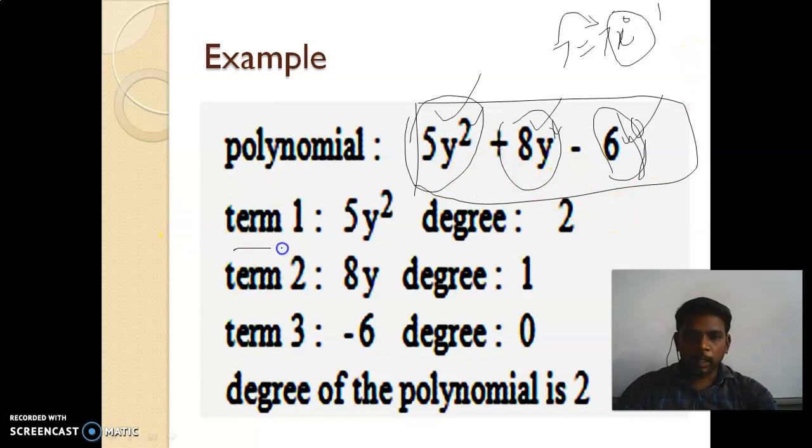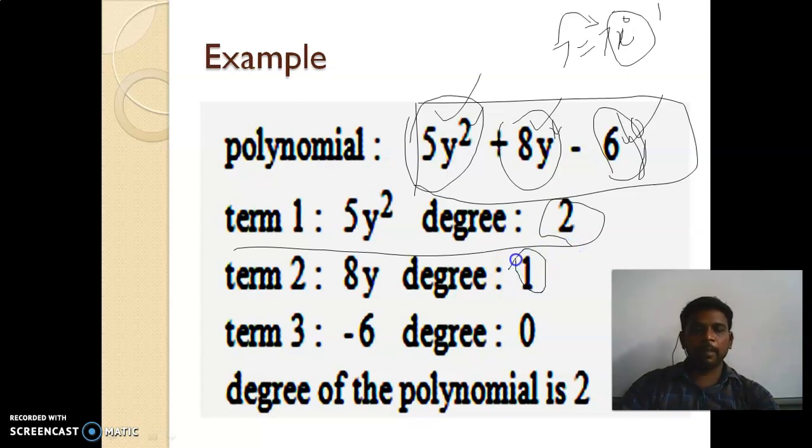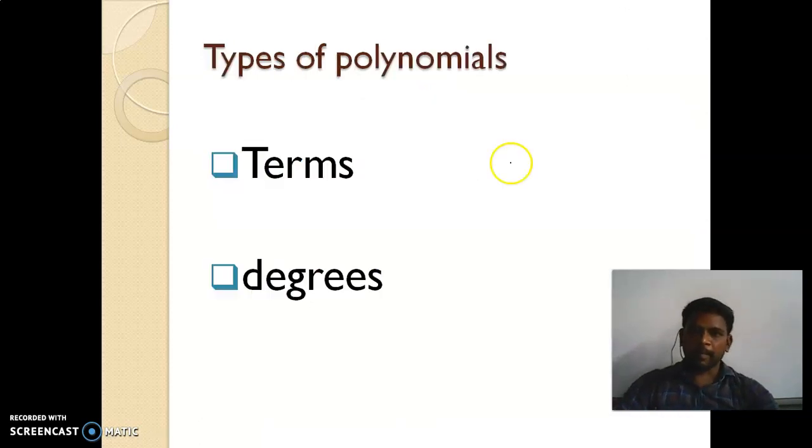So here the first term contains the variable with power 2, the second term has power 1, and the third is 0. Which one is maximum here? 2. Therefore the highest power of the variable is called the degree of the polynomial. So 2 is the degree of the polynomial, right? So next, types of the polynomial.